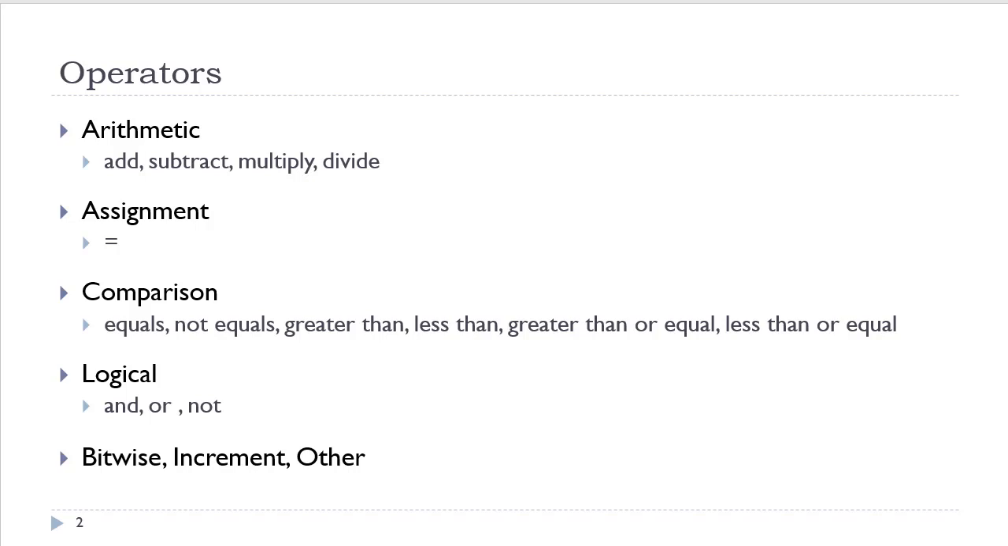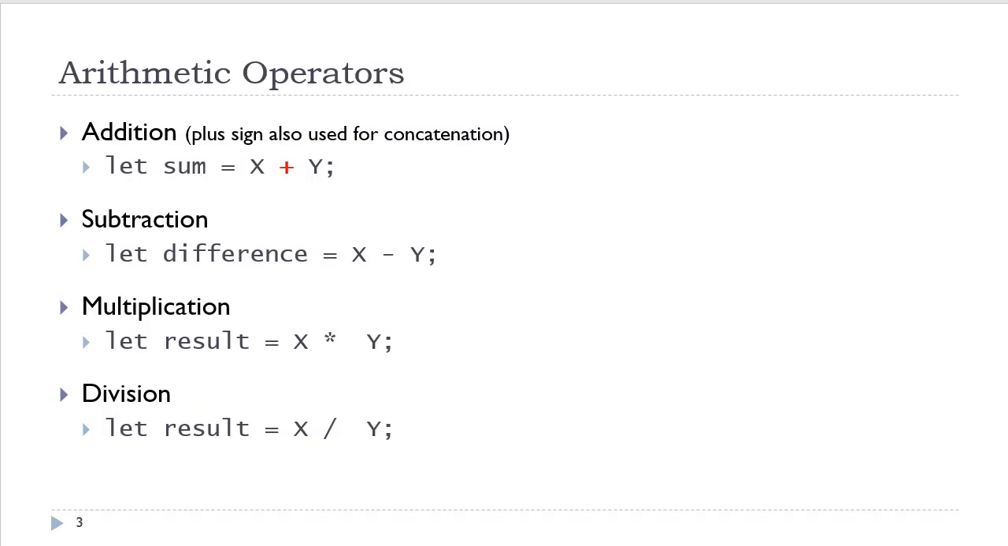We also have a bitwise operator, which is not being used in this class, an increment operator, which will be covered later, and other special operators, which will be covered as we encounter them. The addition operator would be used for adding values. Notice that it is also used for concatenation. So if one of those values is a string, it will concatenate them rather than add them. We have the minus sign for subtraction, we have the asterisk for multiplication, and we have the / for division.